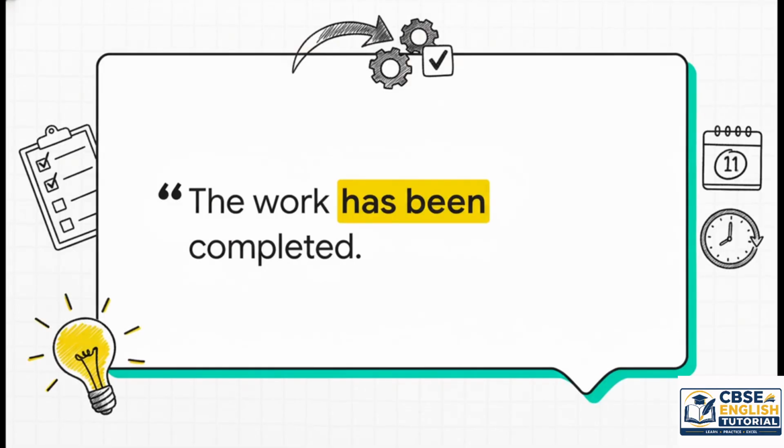Let's see that formula in action right now. The work, that's our singular object, so we use has. Then we add been and top it off with the past participle completed. And there you have it. The work has been completed. It fits the formula perfectly.